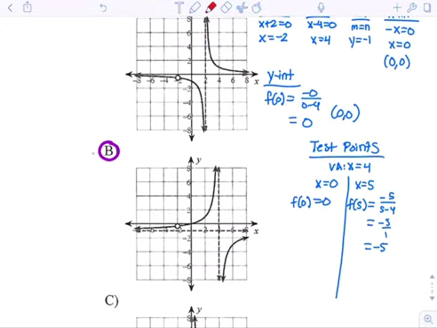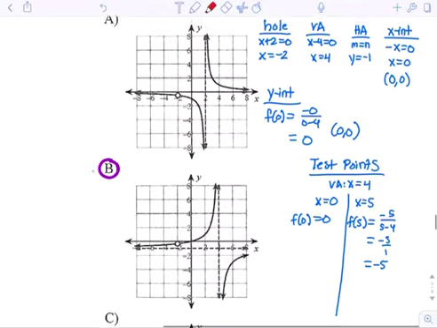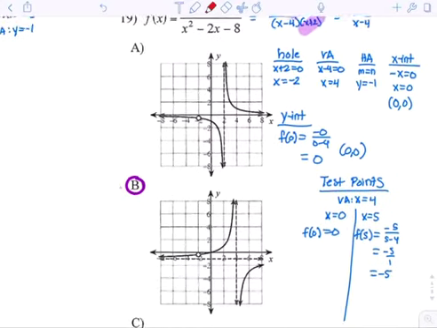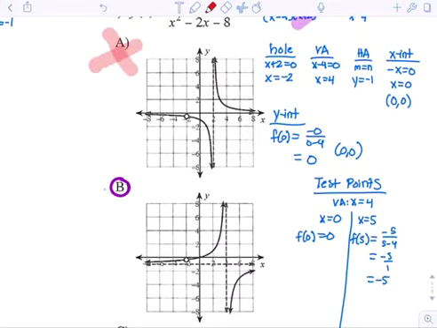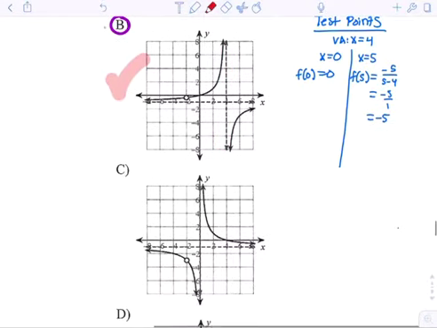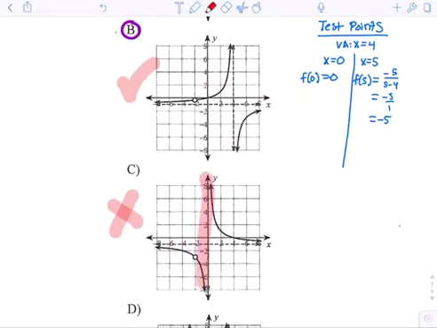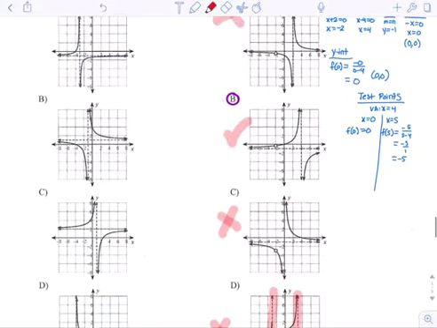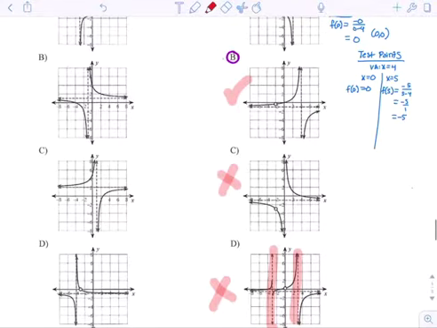So that means (0, 0), and from there, since you have your test points, you should just use what knowledge you have to see what works out. I know my vertical asymptote's at 4 first. So it can't be that one because that vertical asymptote's at 2. This one's good because that vertical asymptote's at 4. This one's no good because that one's at 0. And this one's no good because there are 2 vertical asymptotes. We only have 1. So B looks to be your answer.